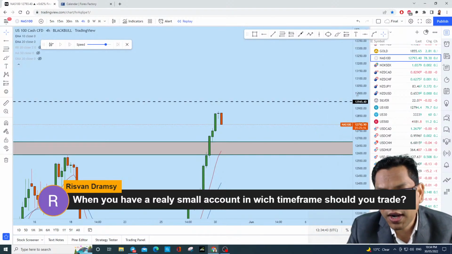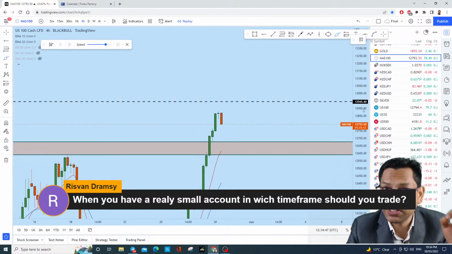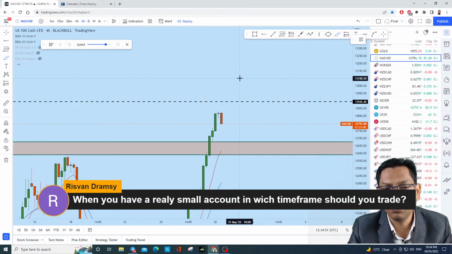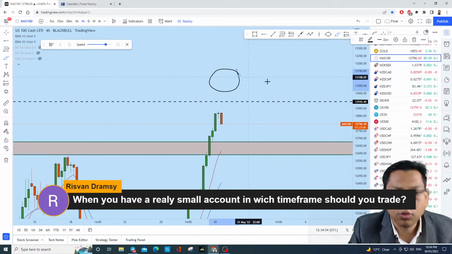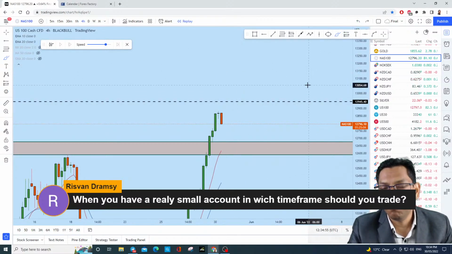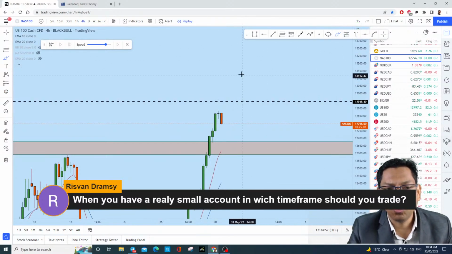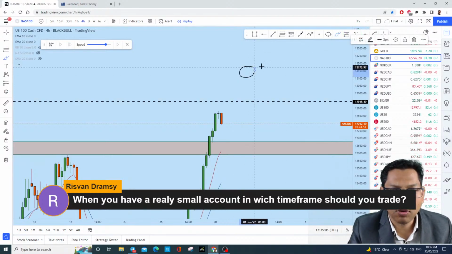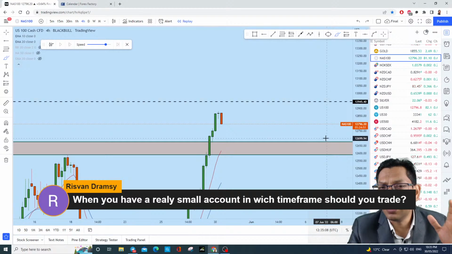So if you have a smaller account, why should you trade? That's the question. The reason is you will be learning the skill with the smaller account. Make yourself believe that with this smaller account you can make money. That is the real trading. Once you gain the confidence, money will come from many sources.